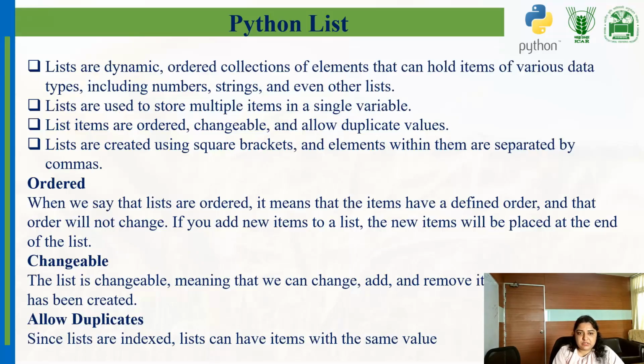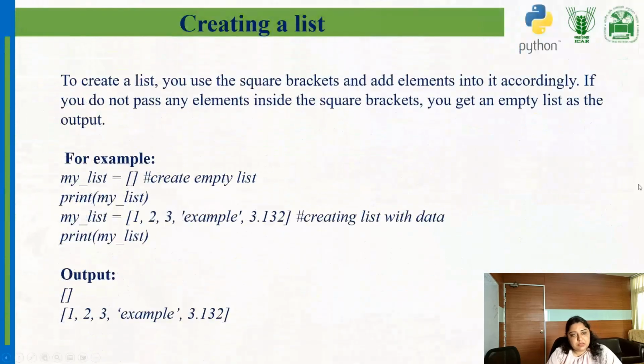Like, a list is ordered, meaning the elements are stored sequentially. Lists are changeable. If you create a list, then it is possible to add or remove elements from the list. A list can allow duplicate values. You can store the same value multiple times in the list. And using square brackets, you create the list. Within square brackets, we separate the elements by commas. Like this, you create a list.